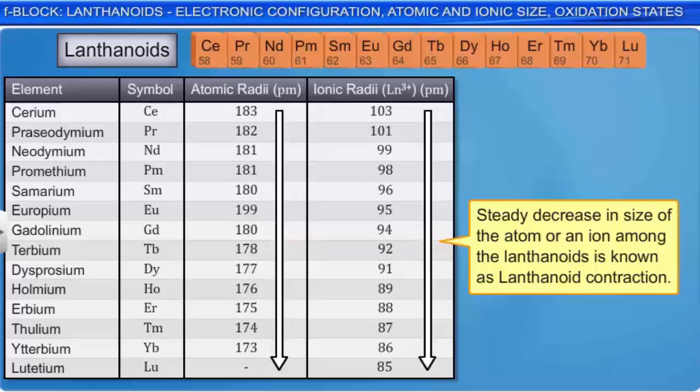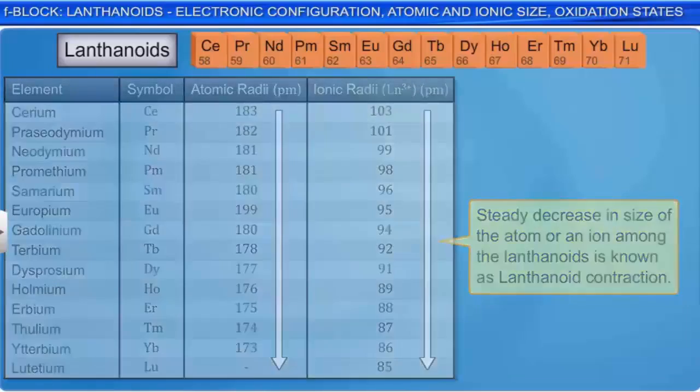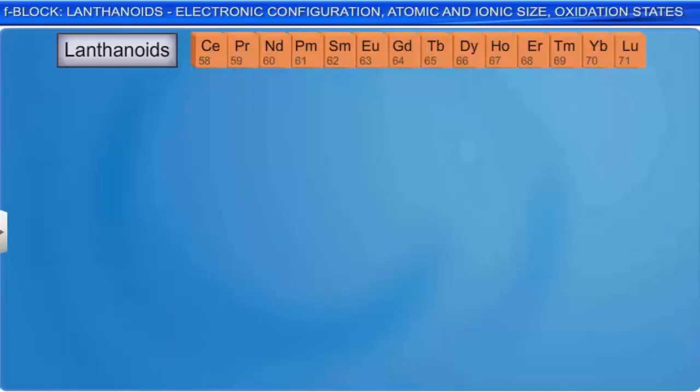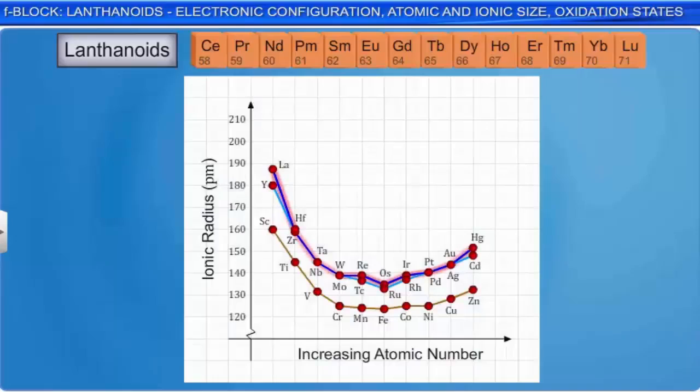Because of lanthanoid contraction, the sizes of the third row of the transition elements are very similar to those of the second row. Thus, the second and third rows of the transition elements resemble each other more closely than do the first and second rows. Thus, pairs of elements such as zirconium and hafnium, niobium and tantalum, and molybdenum and tungsten are almost identical in size. The close similarity of properties in such a pair makes chemical separation very difficult.